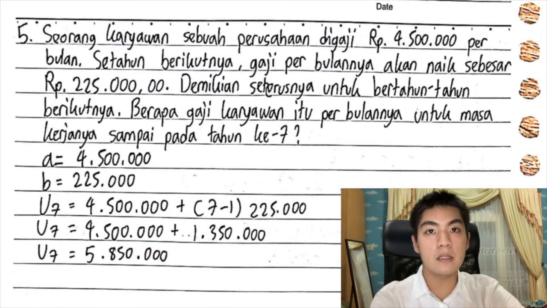The fifth question: an employee in a company has a wage of 4.5 million rupiah per month. A year later, the wage per month is increased by 225,000 rupiah and continues for the next years. How much is the employee's wage per month for the 7th year?